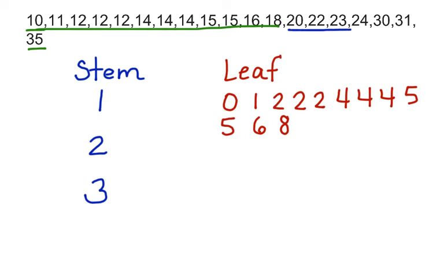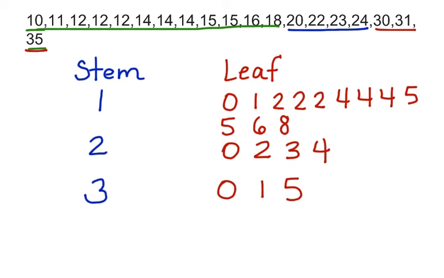Now in the 20s, we have 20, 22, 23, and 24. And in the 30s, we have 30, 31, and 35.